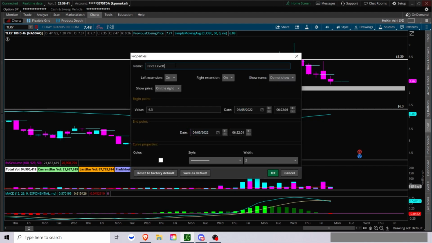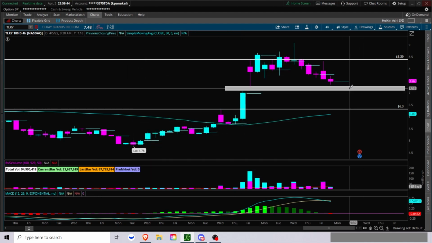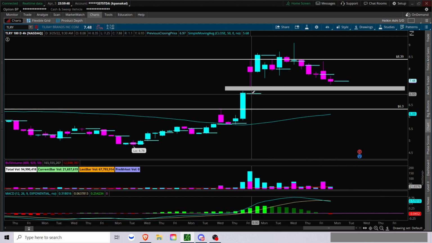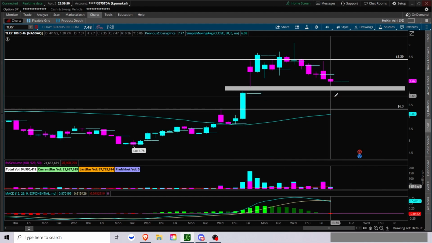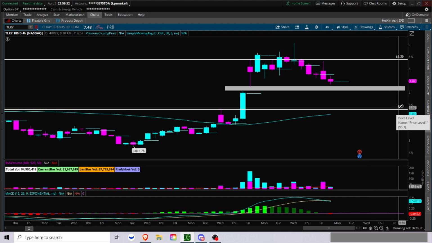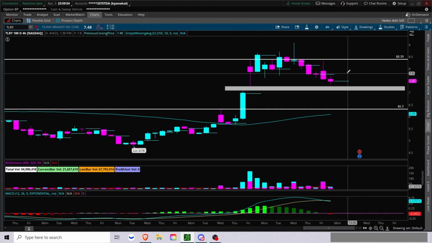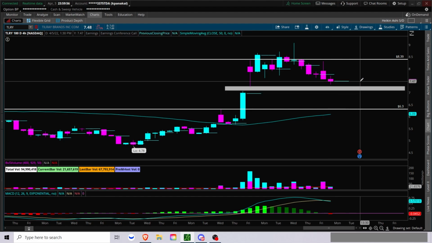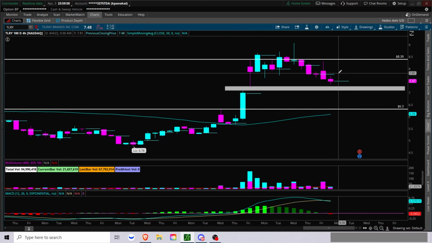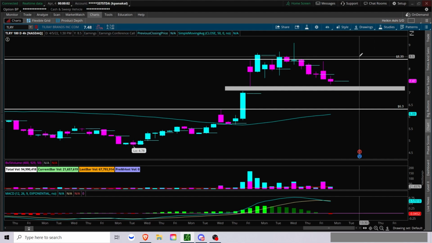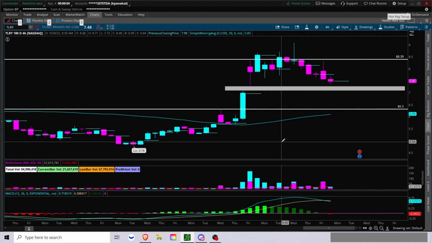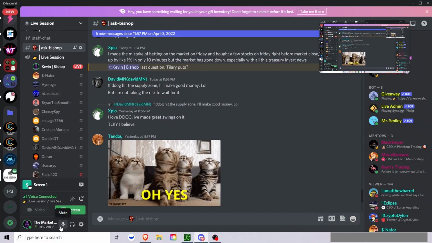So if you break below this area and below this close of the candle, then you should look to trade all the way down to $6.30. If you bounce off this gap up, we could potentially see either trading up to $7.80 or $8.39. So hopefully that answers your question.